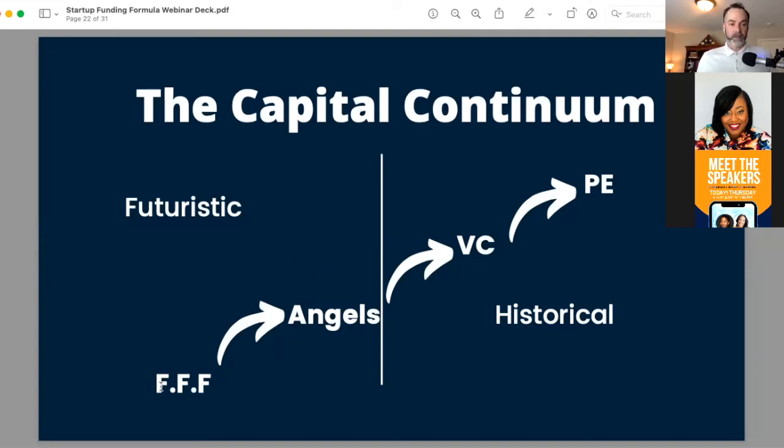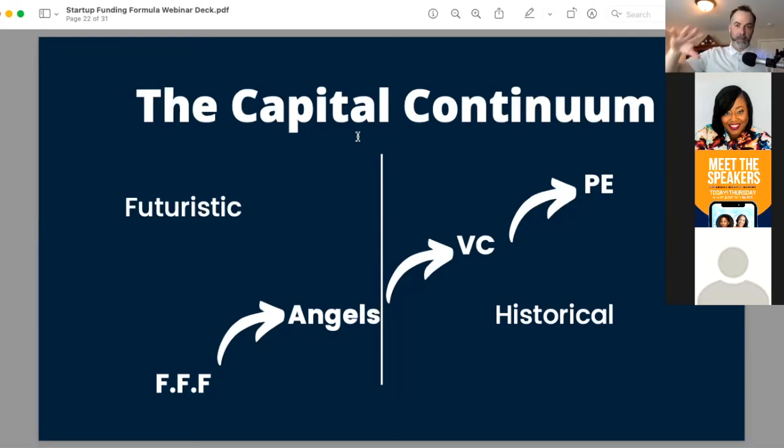Remember family, friends, and fools, or founders? Your mom and dad aren't giving you money because you've shown them that you can get $1 million a month coming in revenue. They're generally giving you money because they just like you, believe in you, and think you have a great idea. So you want to think about these things in that way, with futuristic and historical, moving along this line of capital from founders, family, friends.